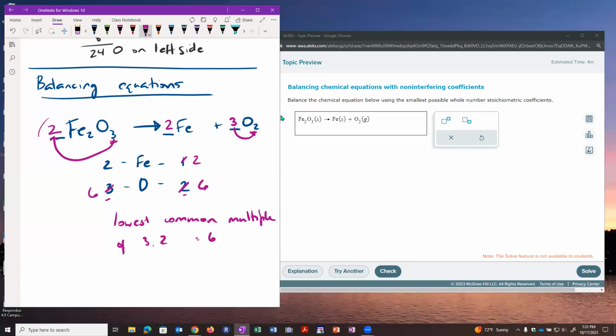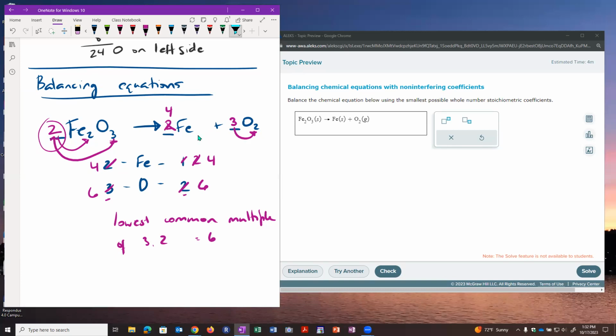However, when I put this coefficient in front, I also multiply my irons by that. So 2 times 2 changes my irons now to 4. I need to make 4 irons on the right, so I need to change my coefficient there to make 4 irons on the right. Oxygens are good, irons are good. That's my balanced equation.